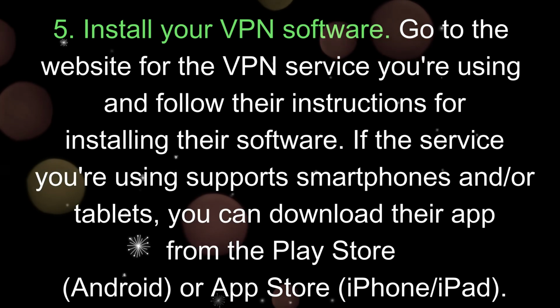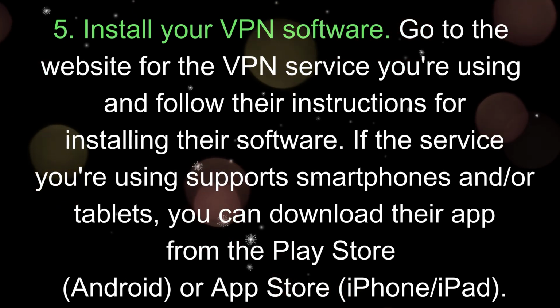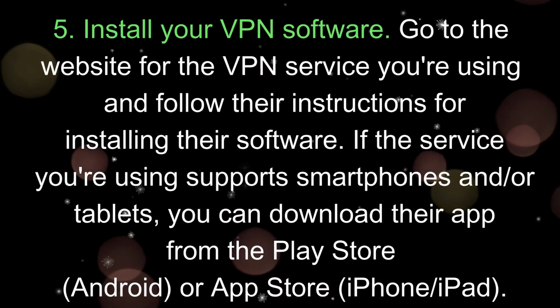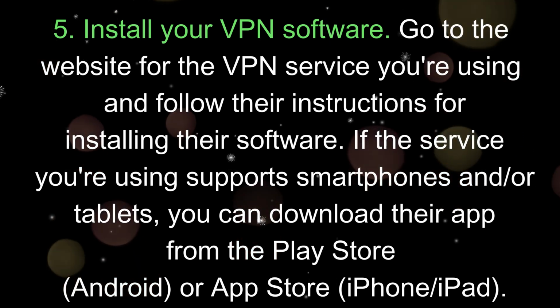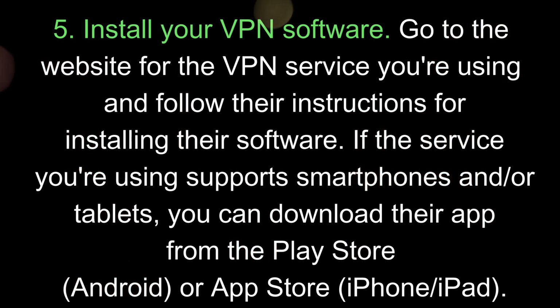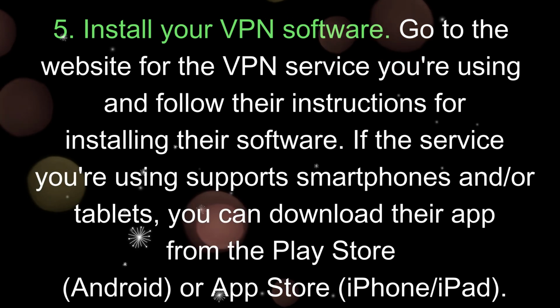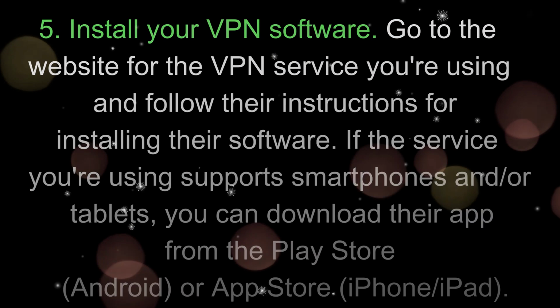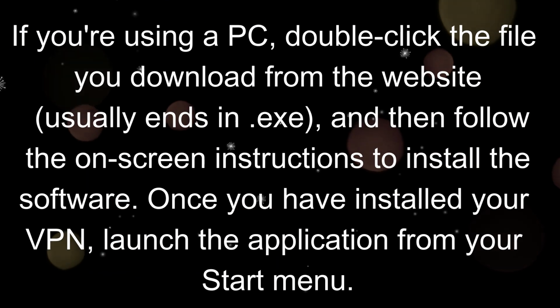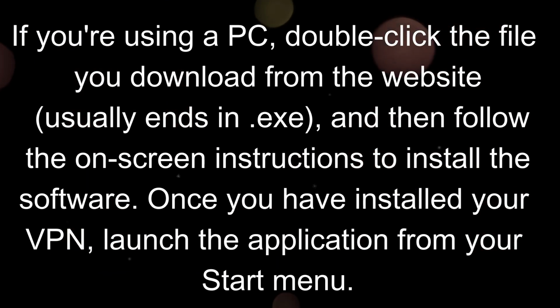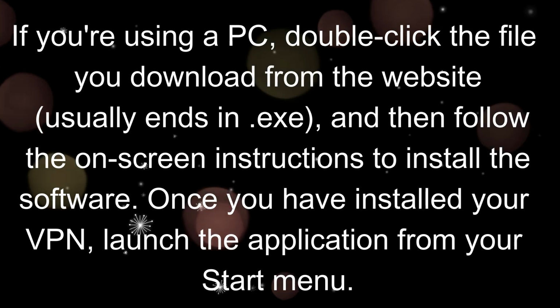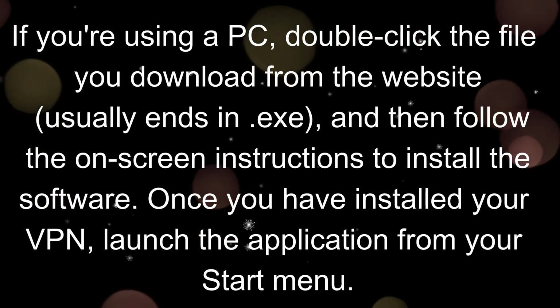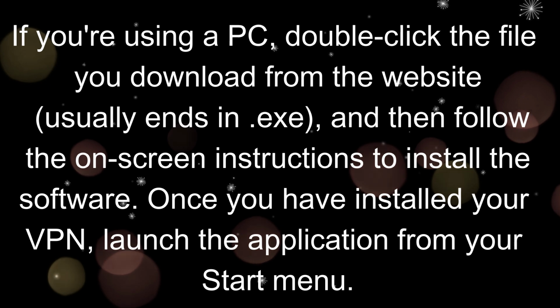Go to the website for the VPN service you're using and follow their instructions for installing their software. If the service you're using supports smartphones and/or tablets, you can download their app from the Play Store, Android, or App Store, iPhone/iPad. If you're using a PC, double-click the file you download from the website, usually ends in .exe, and then follow the on-screen instructions to install the software.